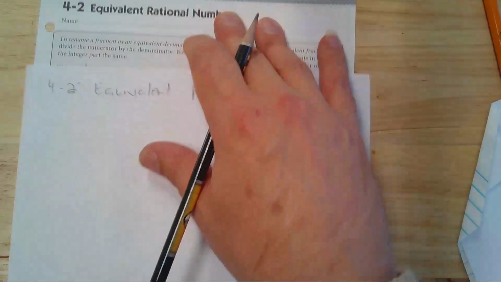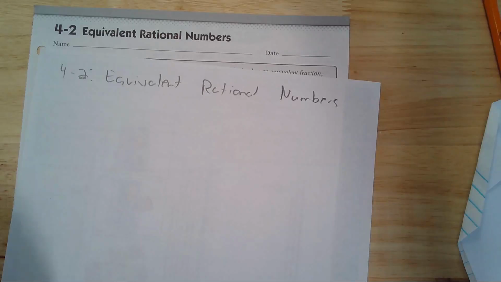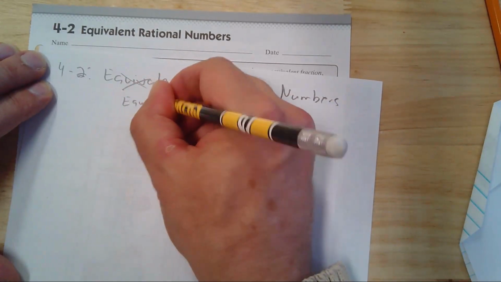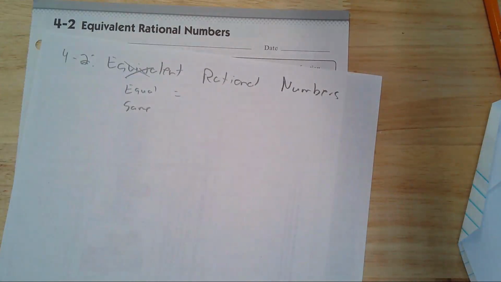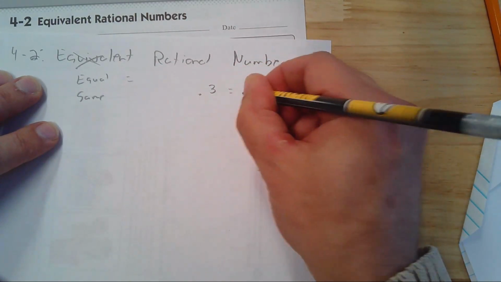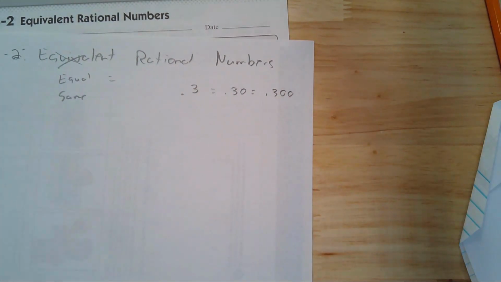So equivalent rational numbers. When I say the word equivalent, what word do you think? Same or equal, right. So in a sense, I'm saying equal or same. We've covered concepts like this before. 3/10 is the same as 30/100, which is, of course, the same as 300/1000, right? Those are equivalent rational numbers.